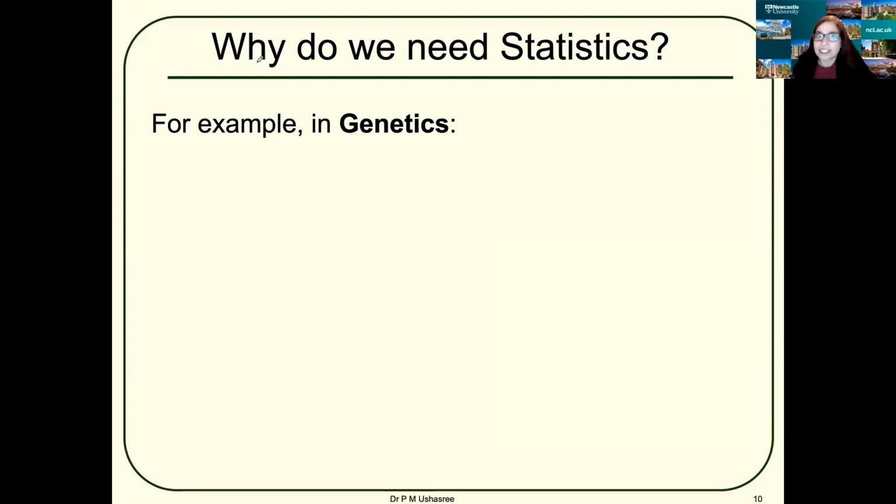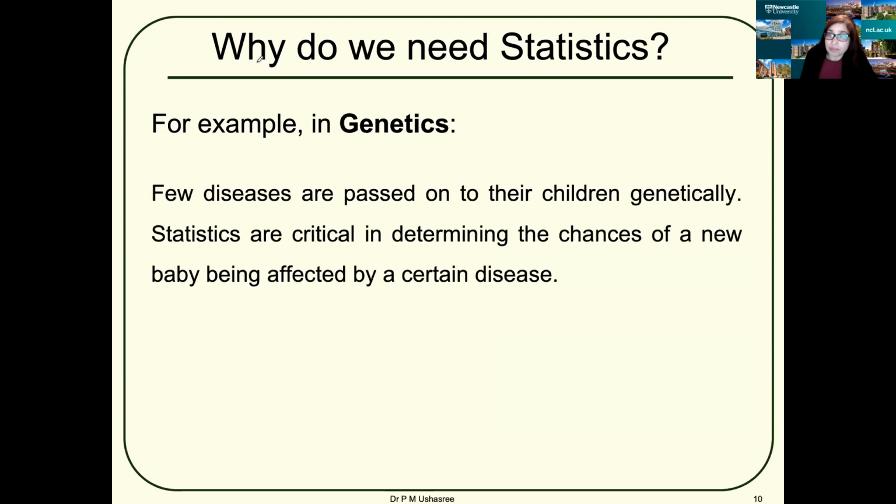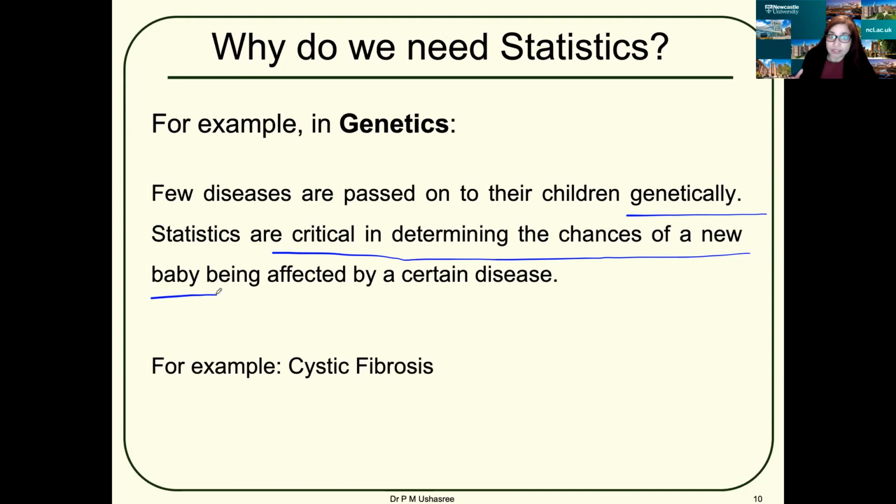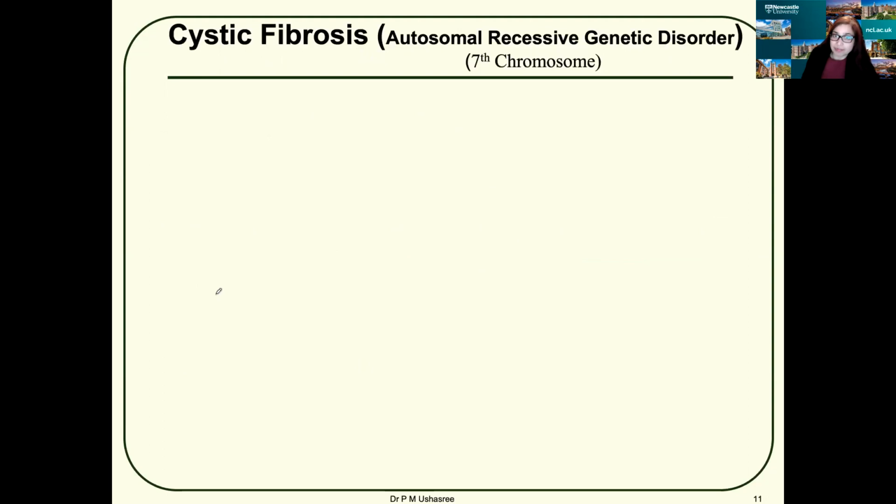Okay, genetics. You would have started genetics probably. Few diseases are passed to their children genetically. You know that. So statistics is critical in determining the chances of a new baby being affected by a certain disease. Good example, cystic fibrosis. Do you remember what it is?